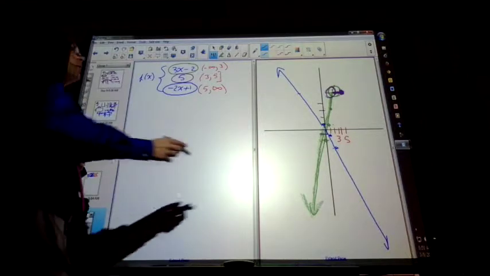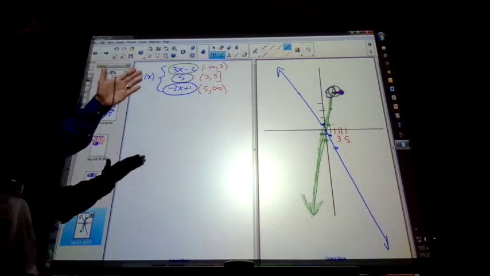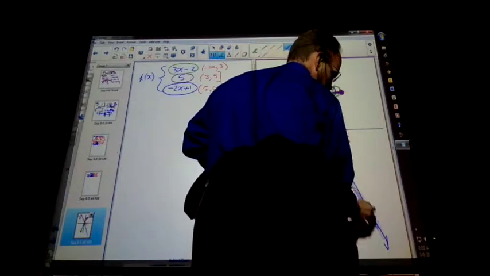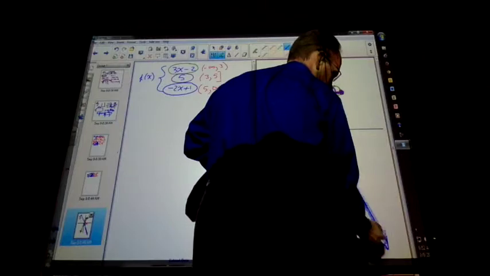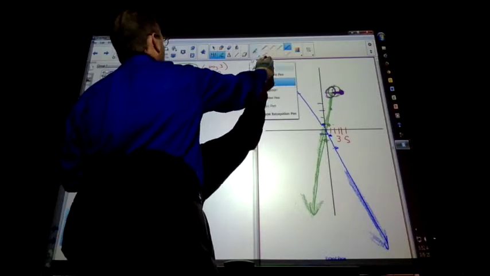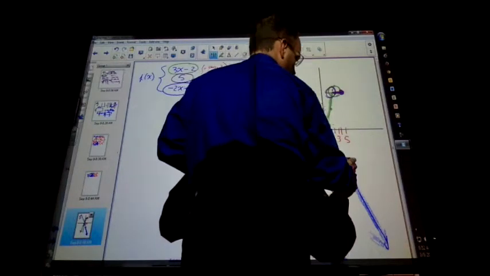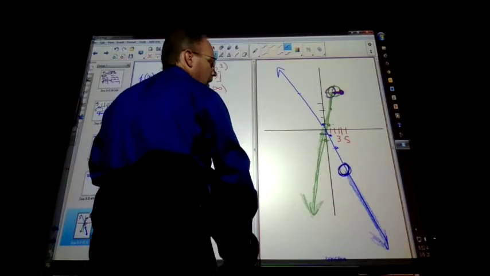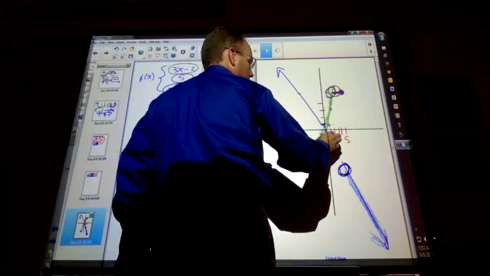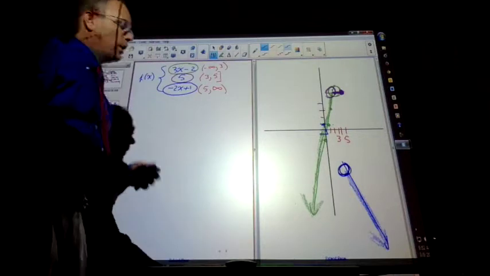And then the blue line, we'll do a blue crayon. Blue line from 5 down, and we need to go with an open dot at 5. And the rest of the line I'm not worried about. That is my piecewise function.